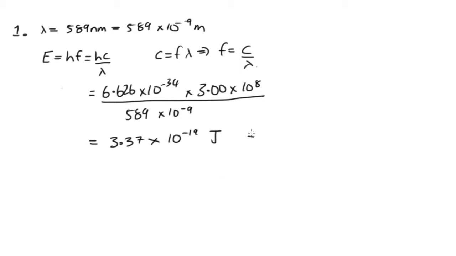So to convert this into electron volts, we divide it by the charge on an electron, 1.602 times 10 to the minus 19, which has units of joules per electron volt, or coulombs if we want, and that gives us 2.11 electron volts. So this is just a more familiar number that it's easier to picture than this one.